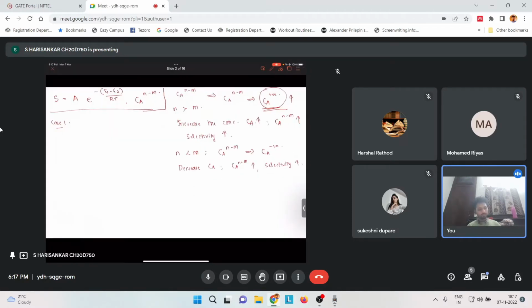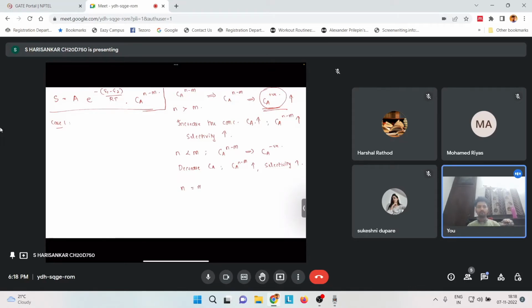Oh yeah, and one more case, n is equal to m, right? So in this case, Ca raised to n minus m will be Ca raised to 0 basically. So that means this selectivity will be independent of the concentration.